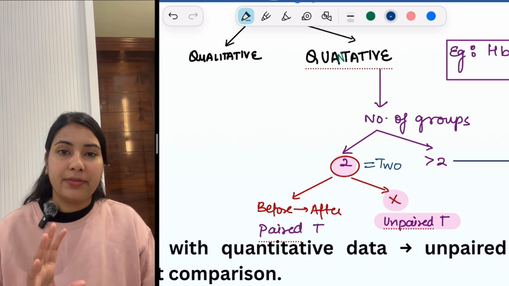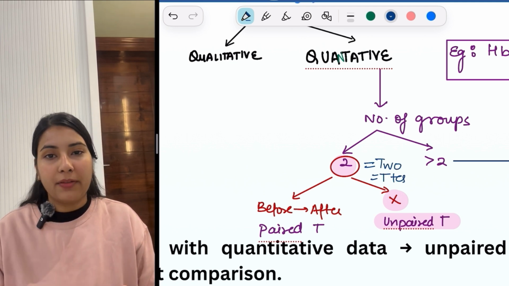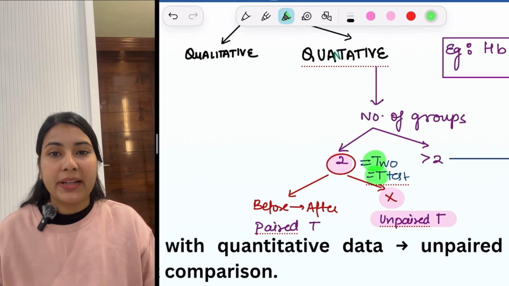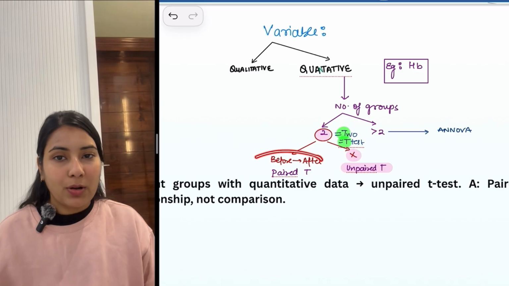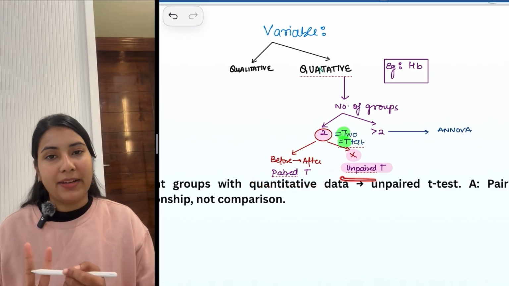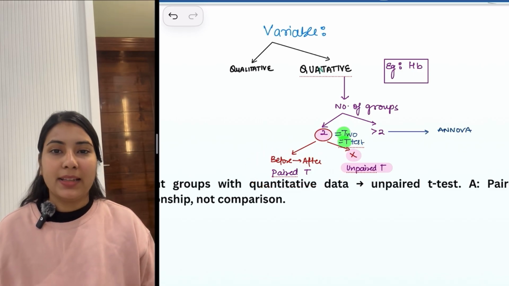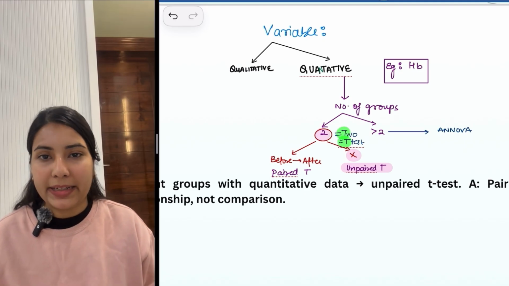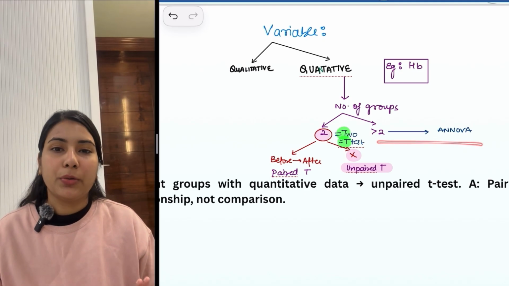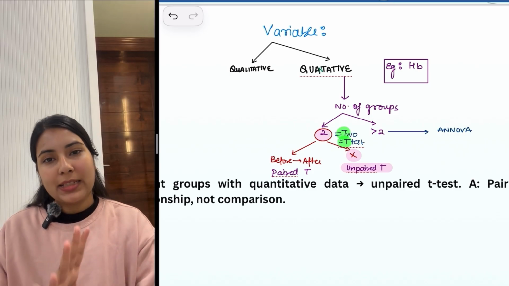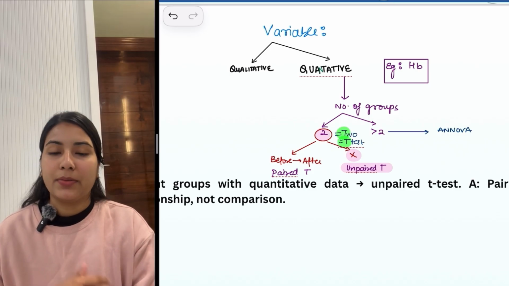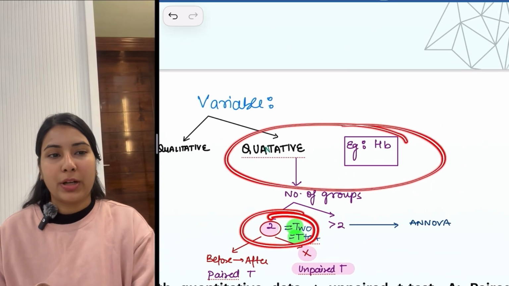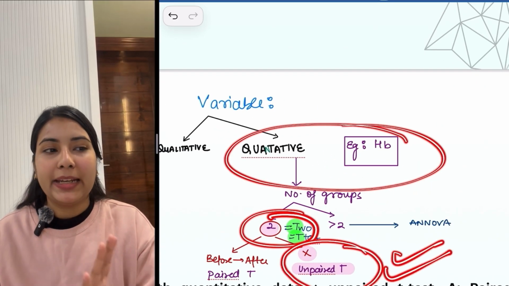Now we will see if the question is talking about before and after. If you give IFA and the hemoglobin increases from this to this, then it is a paired t-test. But the question here is not talking about that. The question here is male and female, that is, we have two groups and the question is just talking about them. So the answer is unpaired t-test, right? If there are more than two groups, the answer is ANOVA test. So this is about the quantitative variable. First of all, the quantitative variable is hemoglobin. There are two groups, male and female, no before and after. So the answer here is unpaired t-test, right?